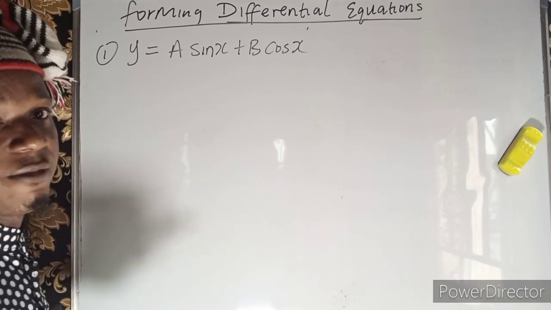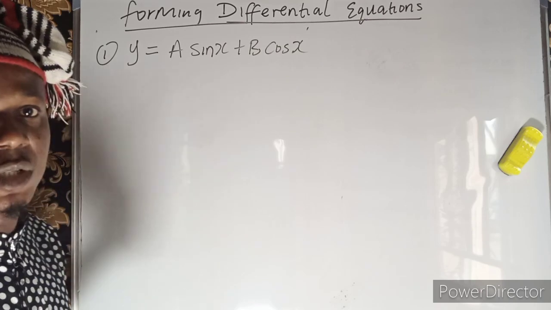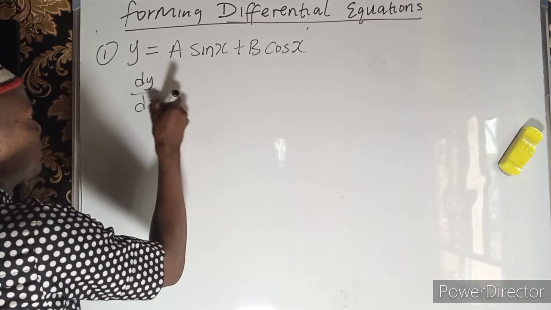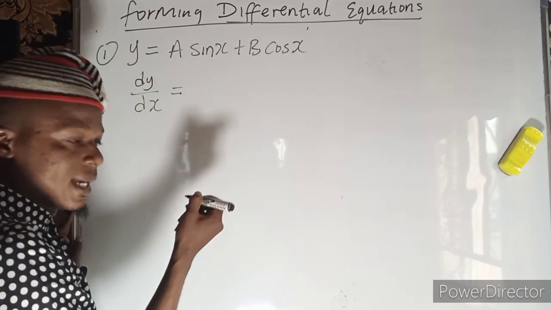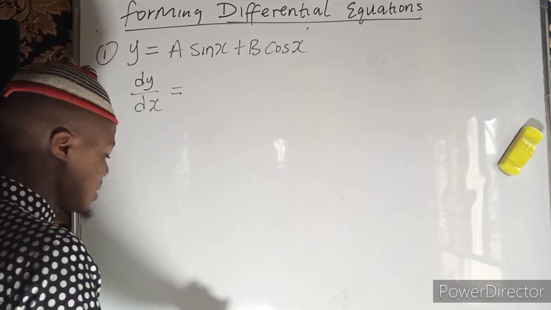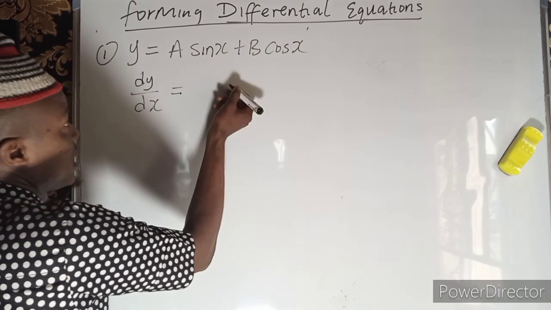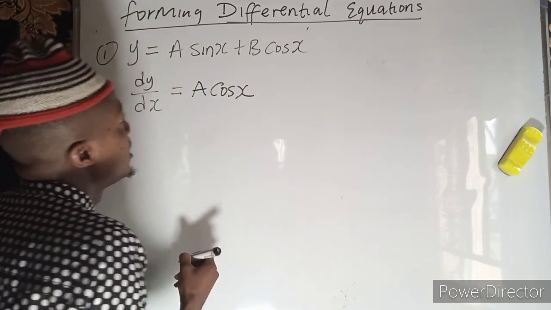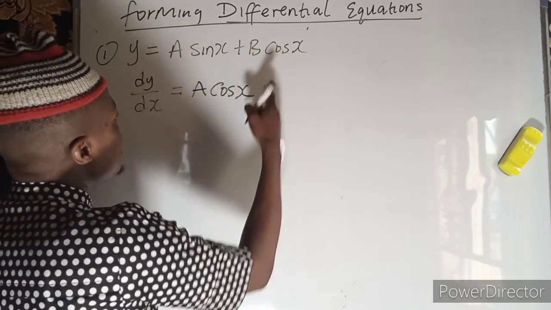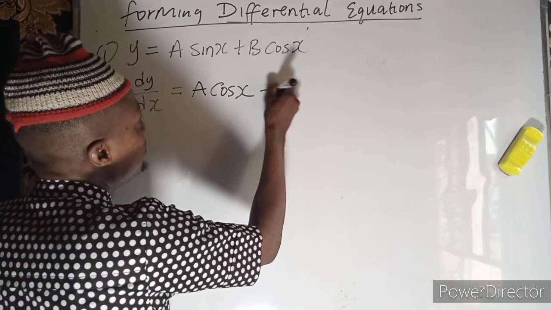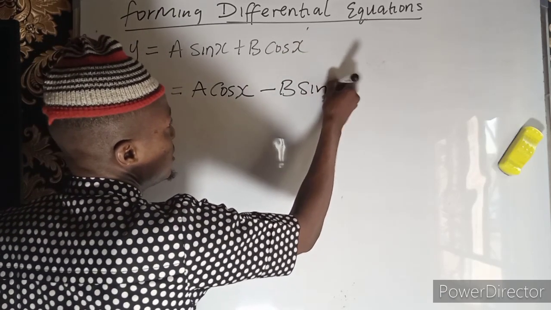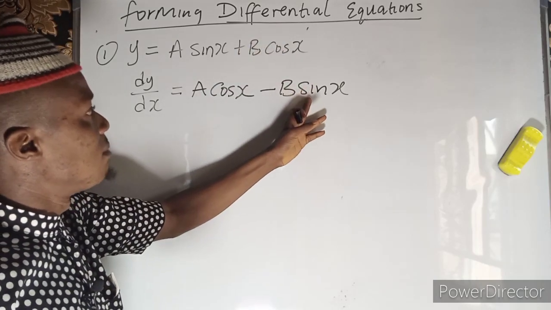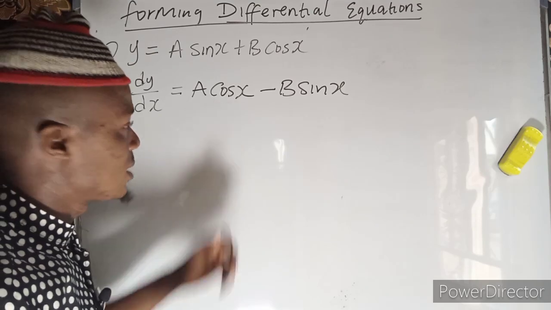let us take the derivative of this particular function and see what it will give us. Now when I take dy over dx, when I differentiate sine x, from the standard derivatives, you should know that the derivative of sine x will give us cos x. So I will have a cos x. And when I differentiate cos x, it will give me minus sine x. The derivative of sine x is cos x, while the derivative of cos x is minus sine x. Remember, you still put your constant.